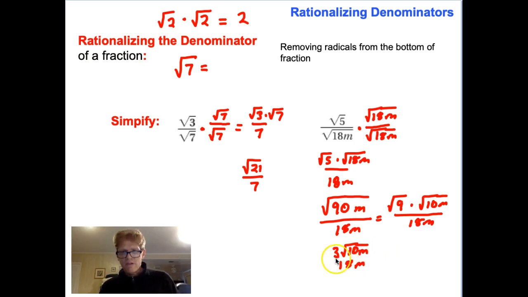And then we still have a little bit more simplifying to do, because 3 and 18 share the common factor of 3. So we can rewrite that as the square root of 10m, right? Because 3 divided by 3 is 1, and we don't write down the 1, over 18 divided by 3, which is 6m. So that our answer is finally the square root of 10m over 6m.